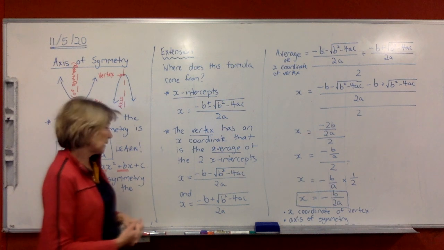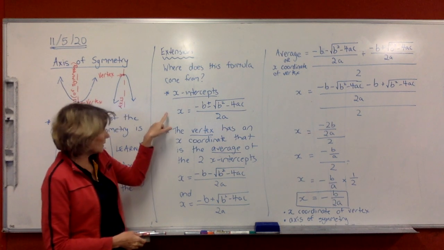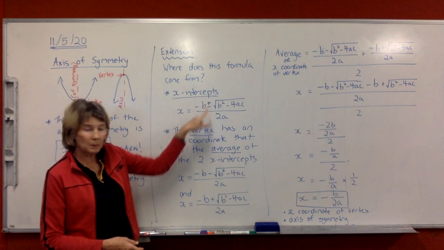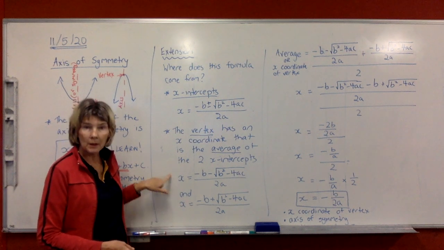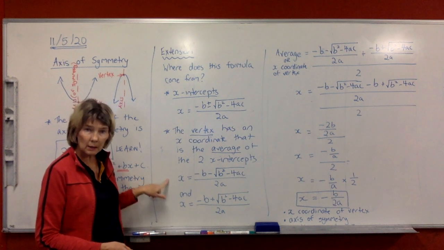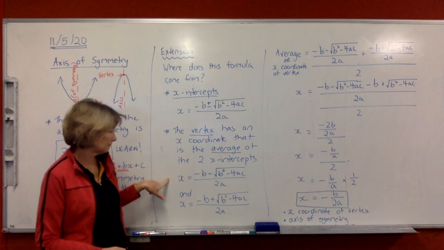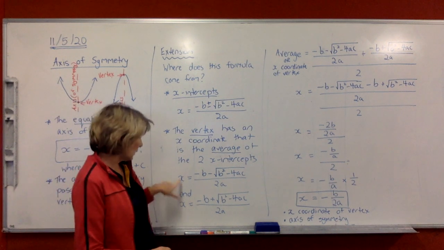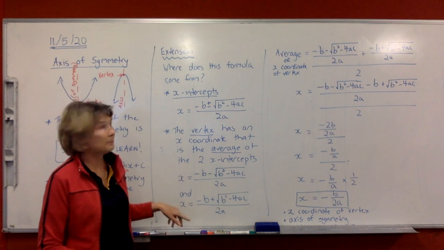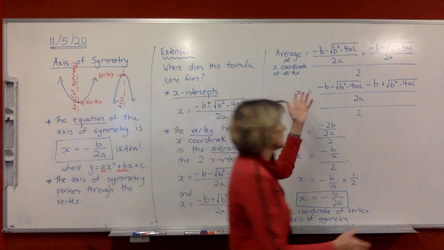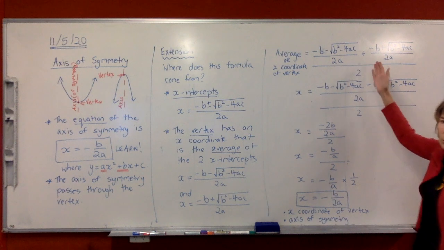So we're going to look at doing that. Here are our two x-intercepts split, one with the plus and one with the minus. We're going to average those two things so that we can find the x-coordinate of the vertex. If we do that, we add them together and divide by 2. Now it becomes a very messy thing here, but it works.